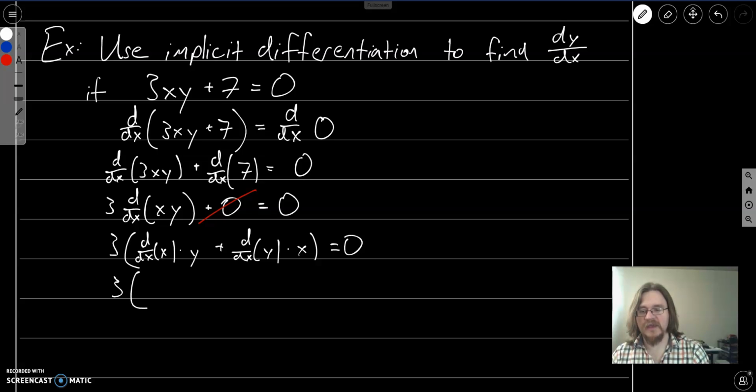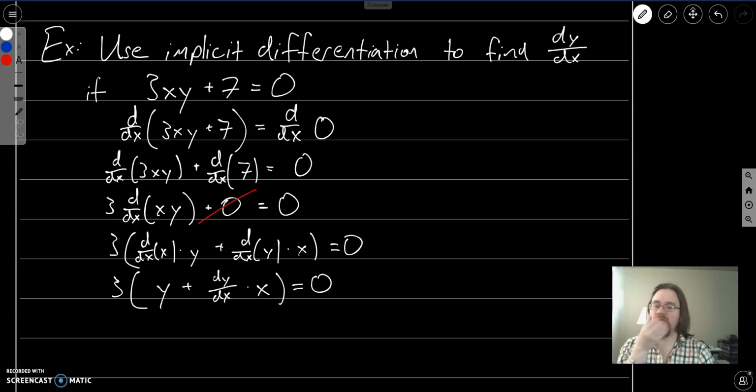I'll have 3 times the derivative of x with respect to x. The line y equals x has slope 1, so that's just 1, times y. So 1 times y, that's y. The derivative of y with respect to x, well, I can't really simplify that. That's just the derivative of y with respect to x. And all that is times x, and that's equal to 0. So what have we done here? To go from here to here, we use the product rule. And then this last one, we just started taking the actual derivatives.